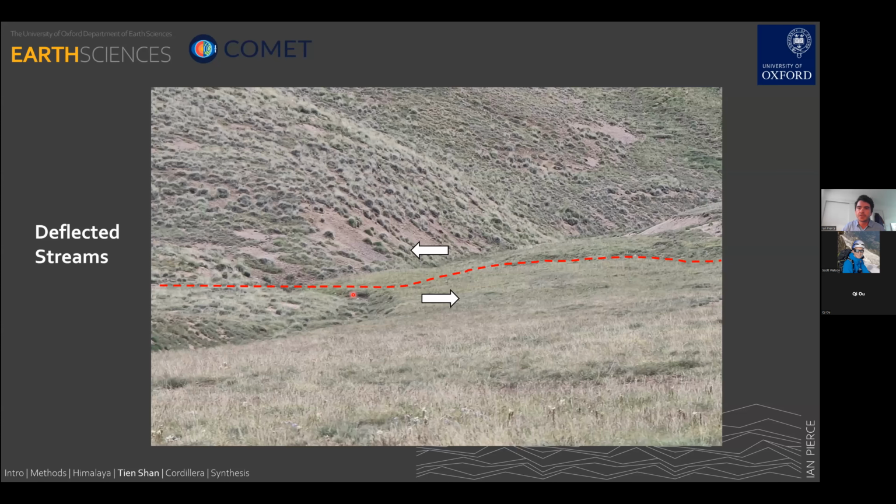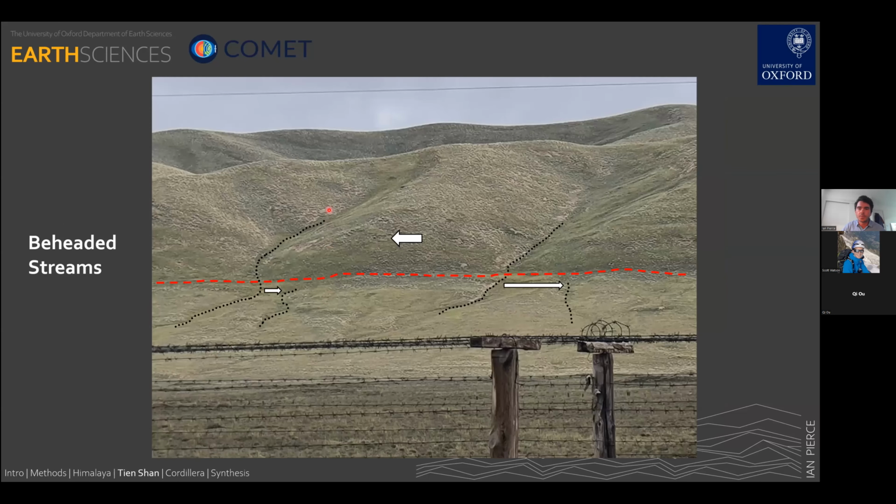All along this fault zone is evidence of left lateral deformation. Here's a deflected stream channel. When there's sufficient offset, streams form a new channel and the old channel no longer has a source drainage area. These beheaded streams are textbook evidence of active strike slip.